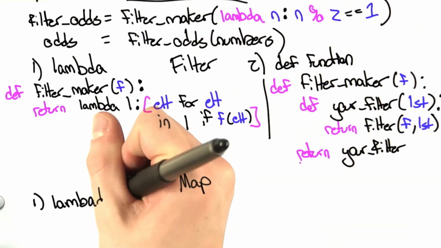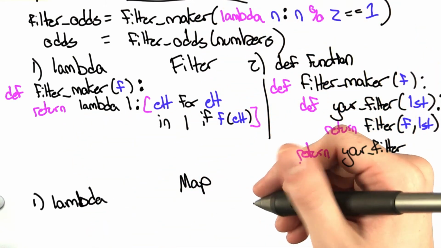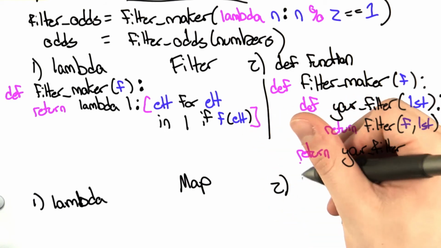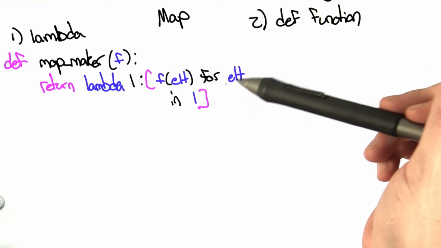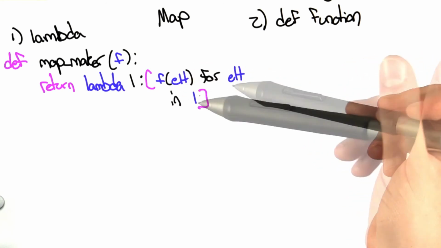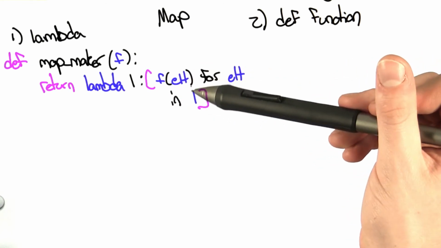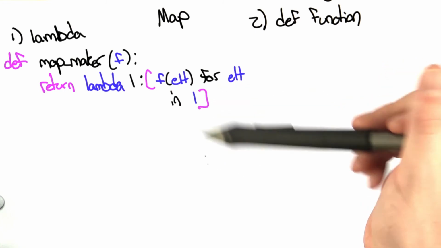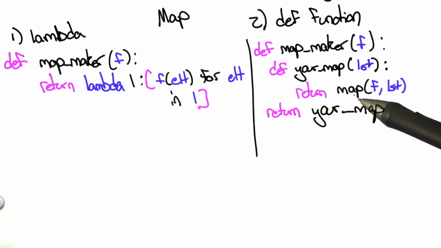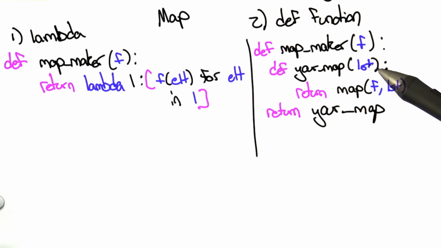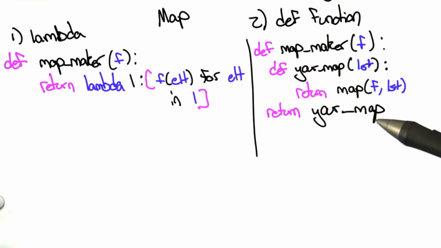And just like before, we can solve this in two ways. First, we'll go over how to do it with lambda, and then we'll briefly go over how to do it with a function declaration. Here I'm creating a function that is just a list comprehension that returns the result of applying each element in L to function f. In this alternative solution, we're defining a function, your map, that simply returns the result of using Python's built-in map with parameters f and the list that is passed in with applying your map. And the last line is returning the mapping function we created.